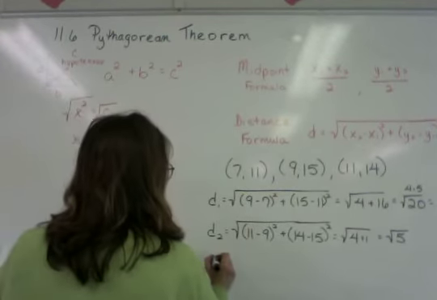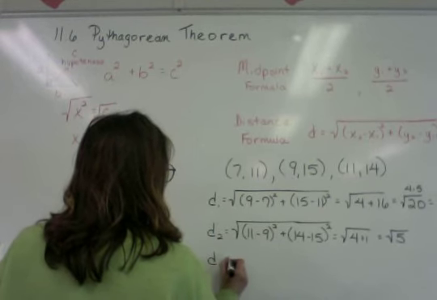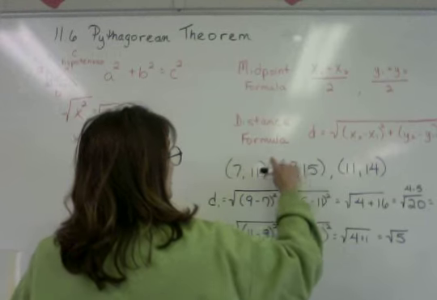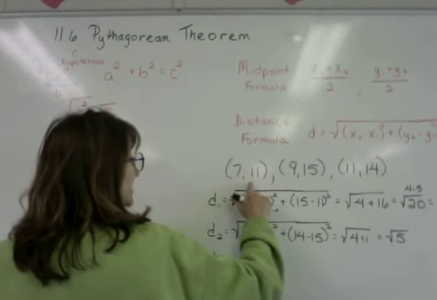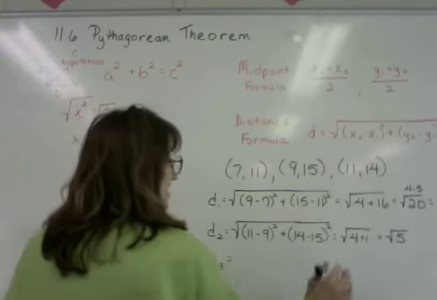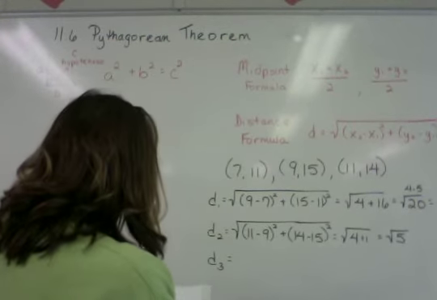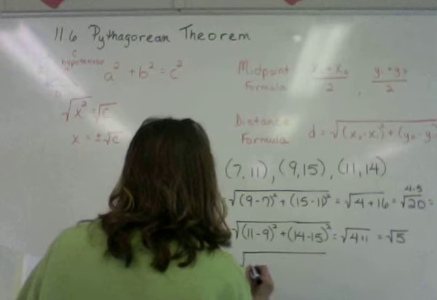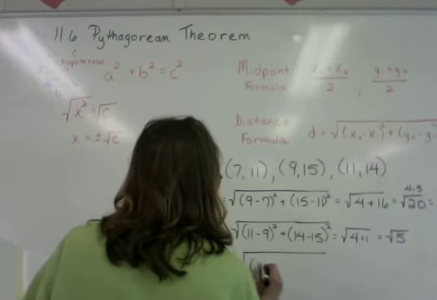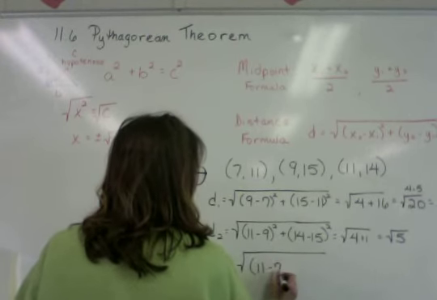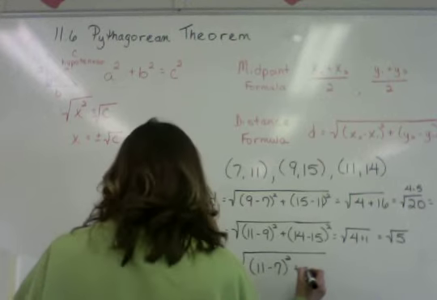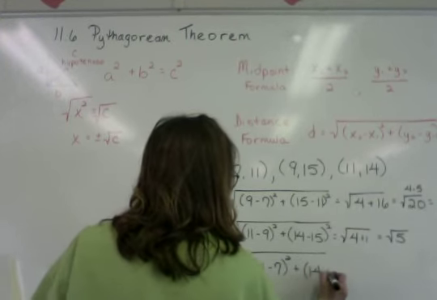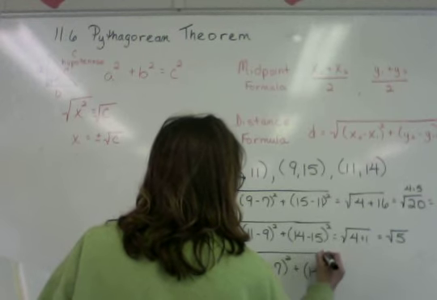Then we have one more distance. So we did these two. Now we have to figure out the distance between plots 7 and 11 and plot 11 and 14, those two points. So let's do that one. I'm going to have 11 minus the 7, and then we'll square. Then I'm going to have 14 minus the 11, and then I'm going to square it.